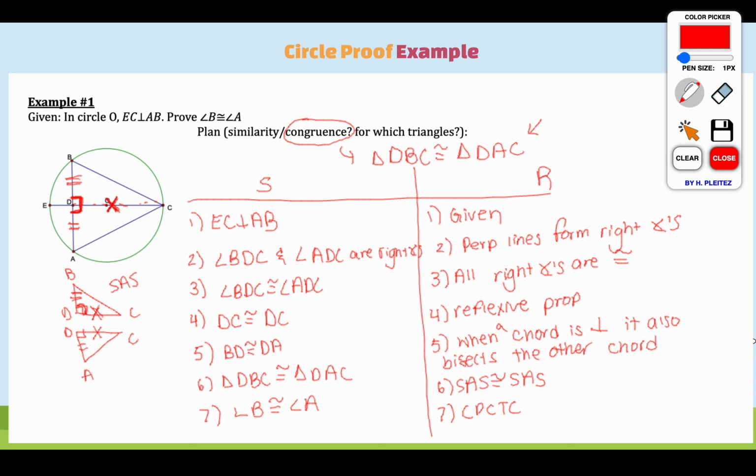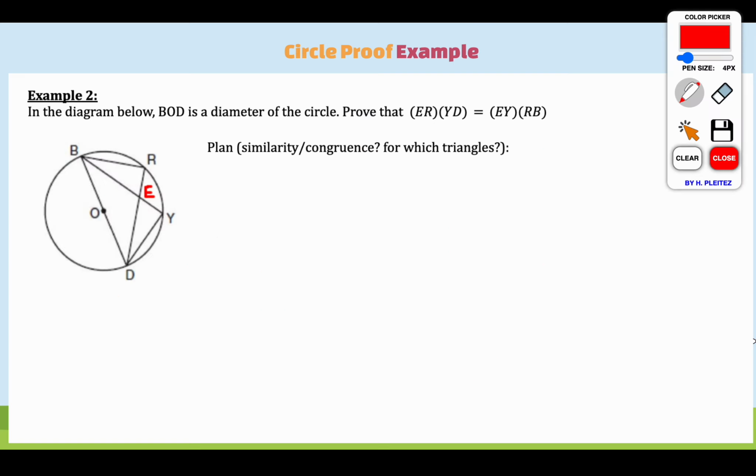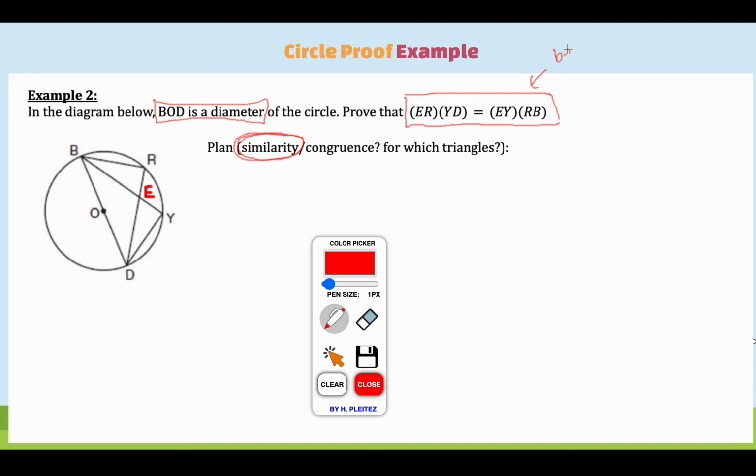Okay, so again, the whole idea is figuring out, is there a theorem that we can apply to give us an extra piece of information? Now let's go ahead and do another one. In this example, we have in the diagram below, BOD is a diameter of the circle, so that's definitely going to be important. And we want to prove that ER times YD equals EY times RB. Now, plan: similarity or congruence? Right away, this type of proof statement should be shouting out to you similarity, because in order to get here, we need a proportion.